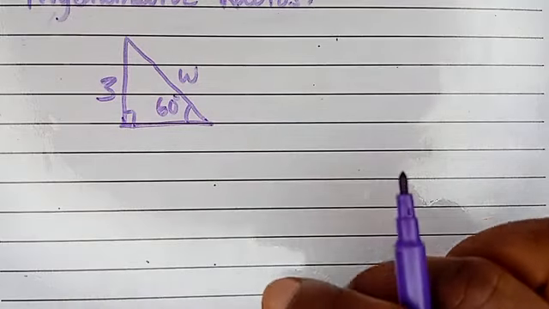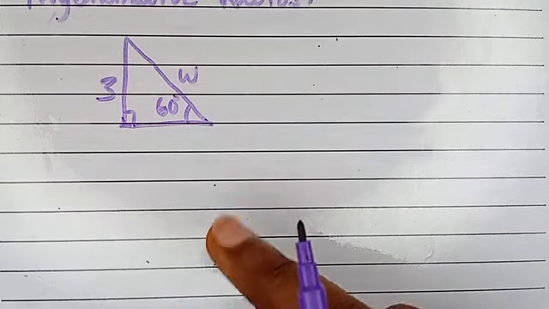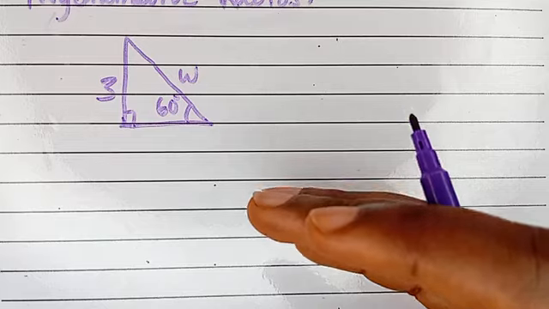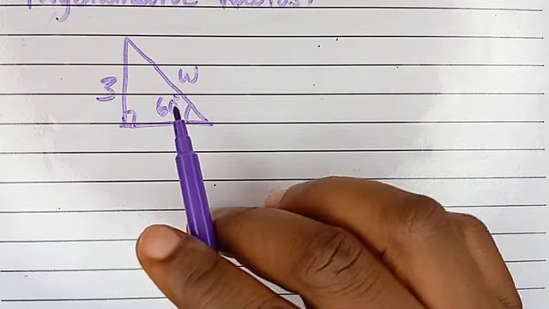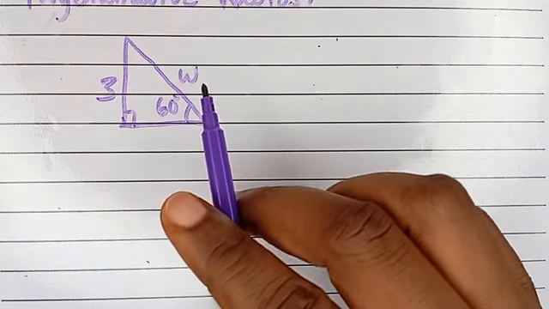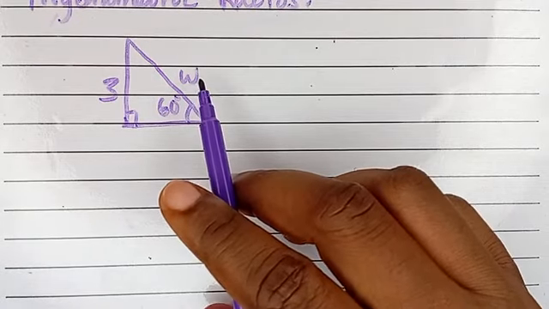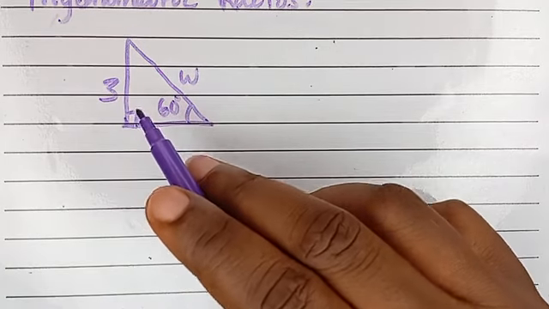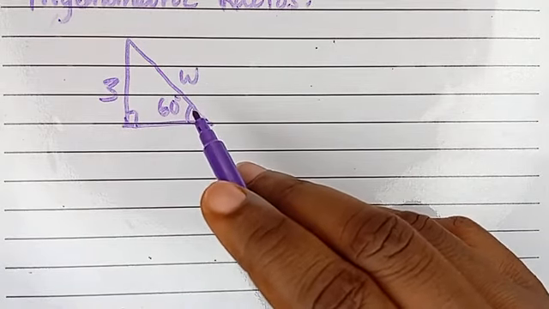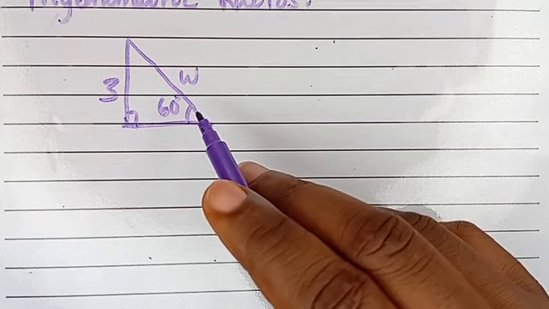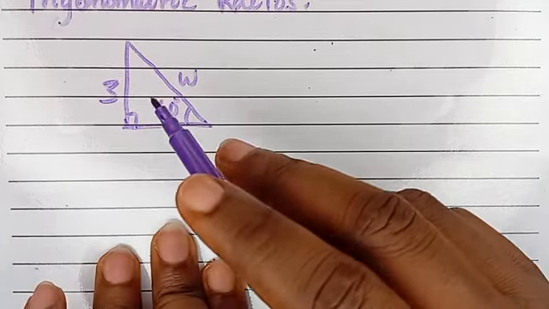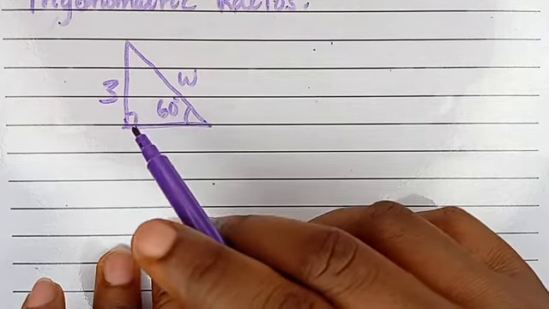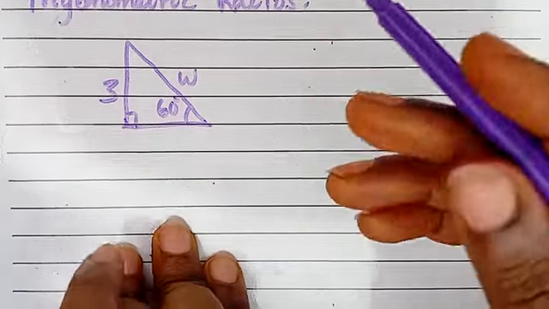Now, before we end this video, we are going to be applying what we've learned so far to solve for the sides of triangles. For this triangle, we've been asked to find the side W. This is just W, the side called W. So this side is 3. We are not given this side, and we're given that this angle is 60 degrees.